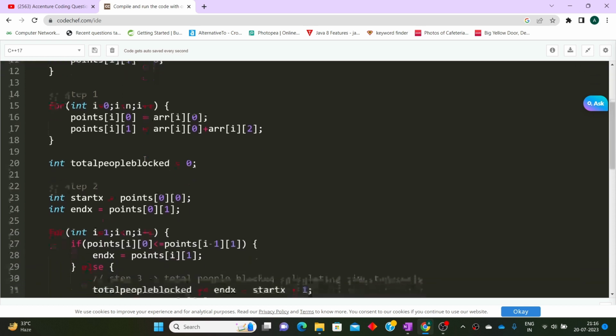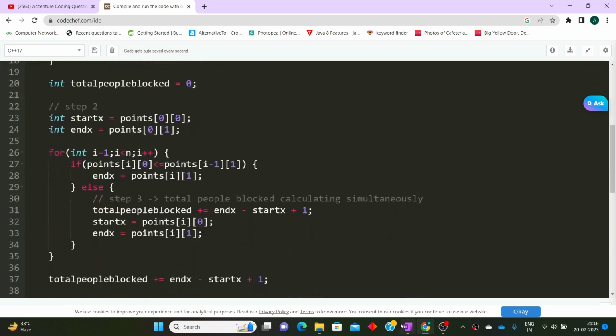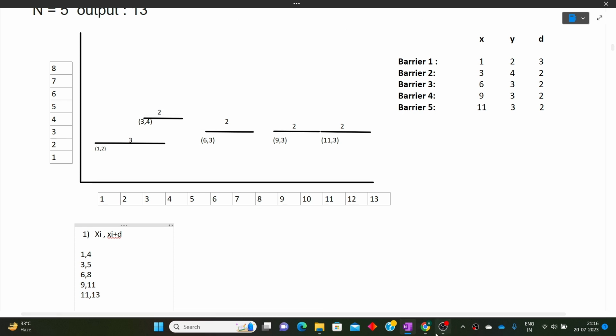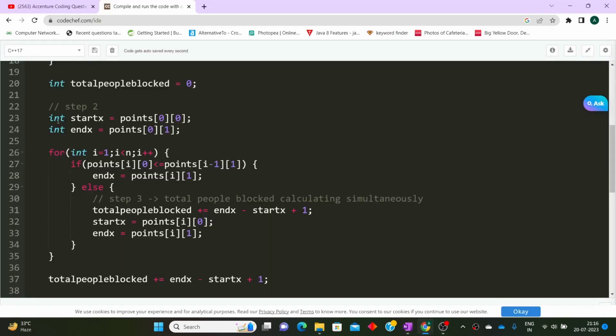Now remember step 2. Now we have the starting and ending point of each of these barriers. Now we will check for overlap, and once we have found an overlap, we will merge those two or three barriers. So for starting, we took the first barrier as our initialization. We have taken 2 variables, start x and end x, and we have initialized these two variables with the starting point and ending point of the first barrier.